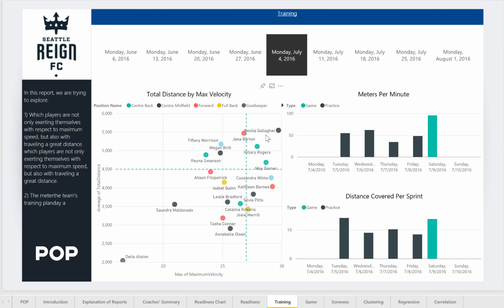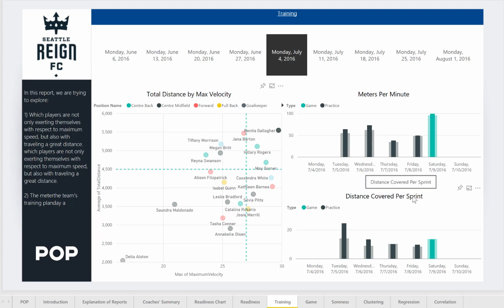In the upper right are the group that's working hard in terms of covering a lot of distance and also reaching peak speeds. In the lower left, we have people who are not covering much distance and not running that quickly. If we click on someone from the scatter plot, we can see how they are relative to their team average across two metrics. The first metric here is meters per minute. The second metric is distance covered per sprint.